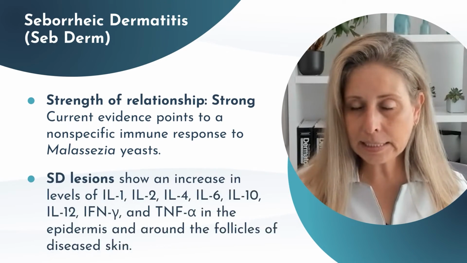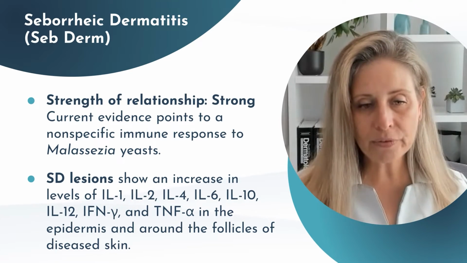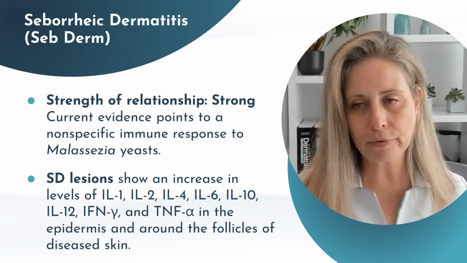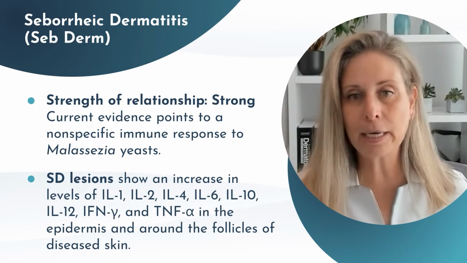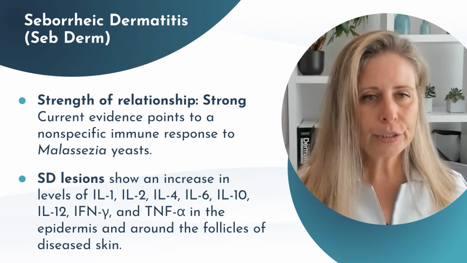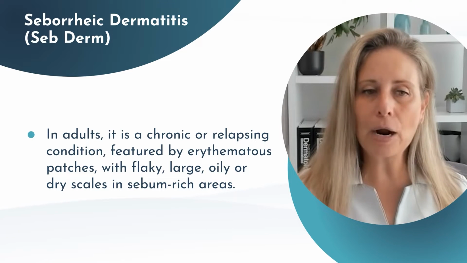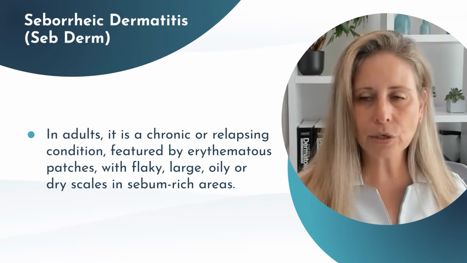And the SD, the sebderm lesions, show an increase of all of those cytokines that we talked about previously in the epidermis and around the follicles of the diseased skin. So we're having a huge inflammatory response. Again, IL-1, 2, 4, 6, 10, 12, interferon gamma, TNF alpha, Th17, a whole host of immune responses. Complement. So in adults, sebderm is considered a chronic or relapsing condition featured by erythematous patches with flaky, large, oily, or dry scales in those sebum-rich areas. So you'll see here, we're getting these flaky red patches with scaling.